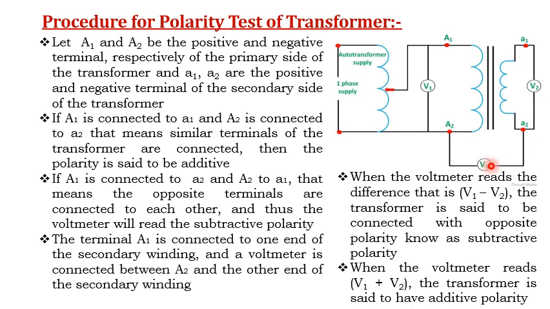Now here, if capital A1 is connected to small a1, and capital A2 is connected to small a2, that means the similar terminals of the transformers are connected. See, these two terminals are similar, these two terminals are similar. How can you say that? Here I can assume that A1 and A2 have the positive and negative terminals respectively. So this is a positive terminal, this is a negative terminal.